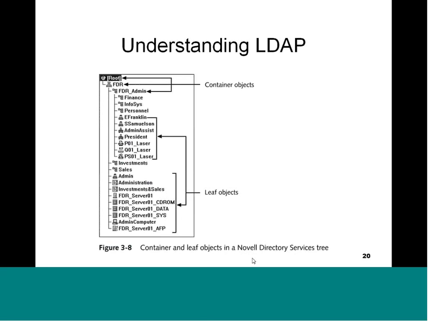Now let's look at how it is organized. Here in LDAP you can see that there are two different types of objects. One is the container objects and the other is the leaf objects, and it's fairly easy to select the container objects. You can see that FDR admin, FDR and font are the container objects, and then the low level items, files and so on, are the leaf objects essentially.